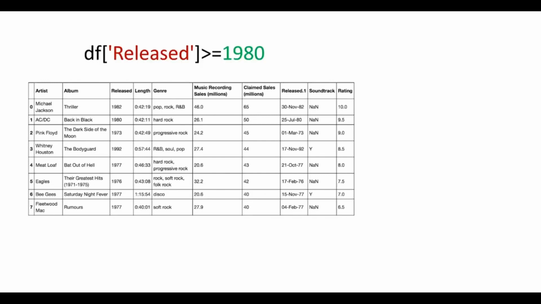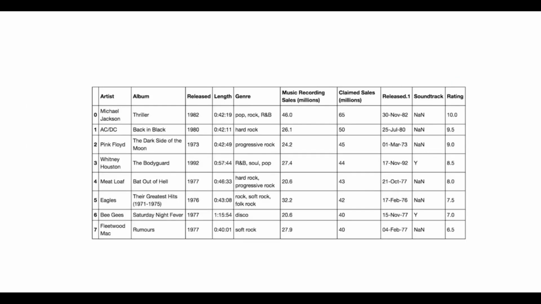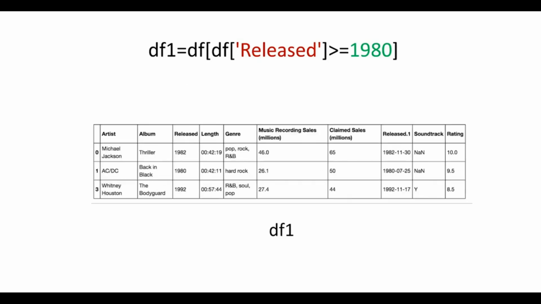For our case, we simply specify the column Released and the inequality for the albums after 1979. The result is a series of Boolean values. The result is true when the condition is true and false otherwise. We can select the specified rows in one line. We simply use the data frame's name, and in square brackets we place the previously mentioned inequality and assign it to the variable df1. We now have a new data frame, where each album was released after 1979.